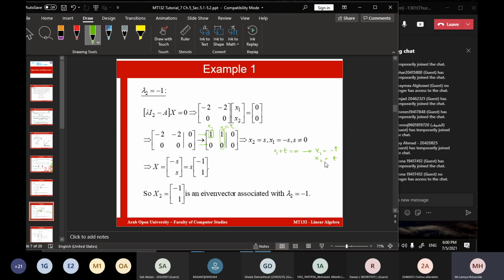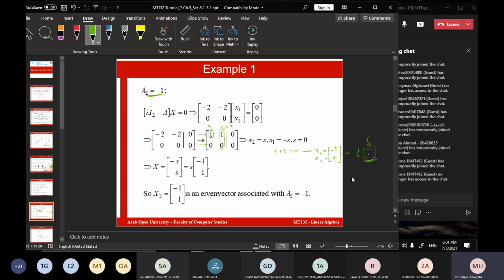So now my solution is minus t and t, like that. So what is the eigenvector corresponding to lambda equal to minus 1? Take t as a common factor, like that. So it is the vector minus 1 and 1. This vector is the eigenvector for lambda 2, which is minus 1.